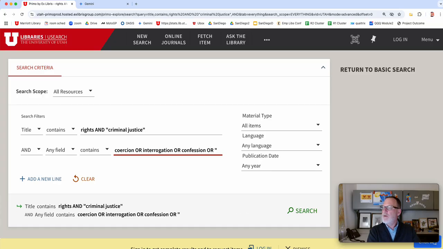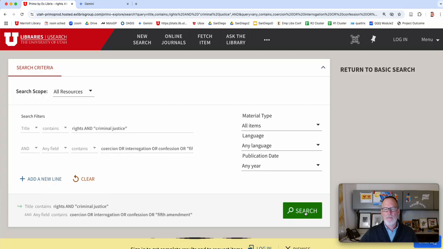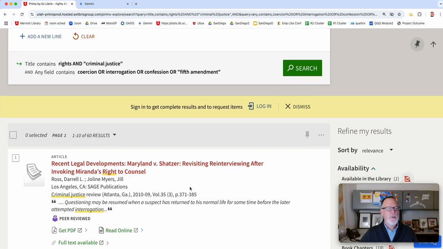Or you could do Fifth Amendment. I put stuff in quotes if I want those keywords to stick together. You could do threats or violence or things like that, but I just want to stick on those. And just for fun, let's look in the title. Well, let's see what we get without it. Rights, criminal justice.